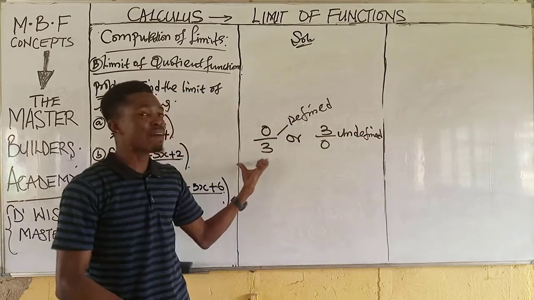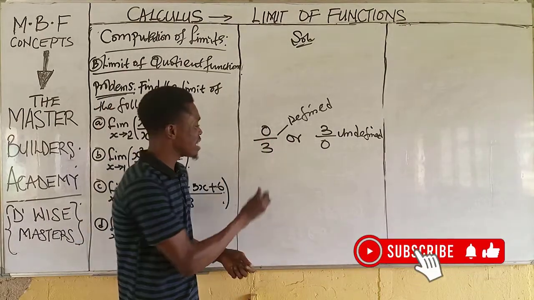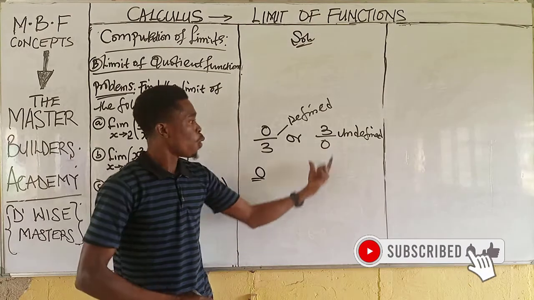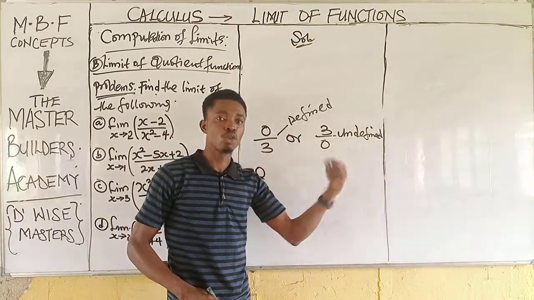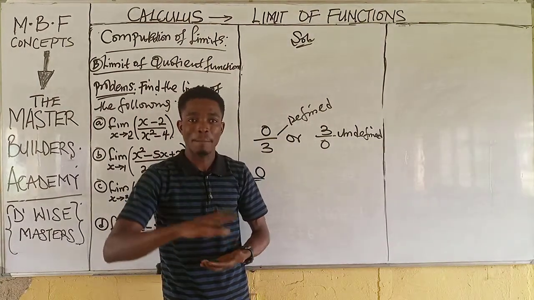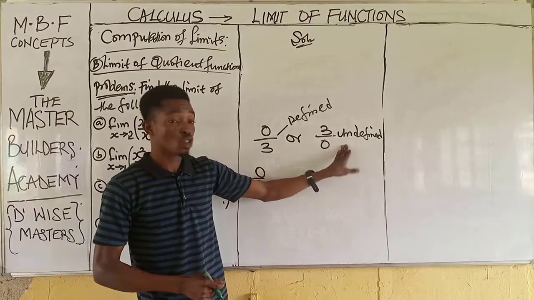Now, 0 over 3 is defined, and this is accepted. So if you input this value in your calculator, your answer will turn out to be 0. But when you input 3 over 0 in your calculator, you are not going to get 0. You are going to have a mathematics error. That is to say, this expression is undefined.